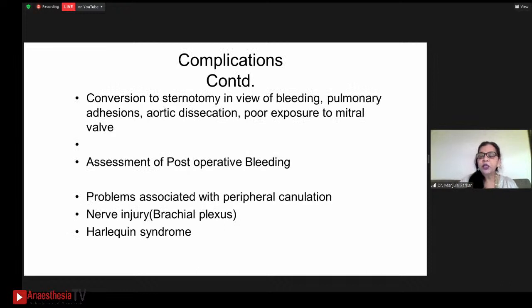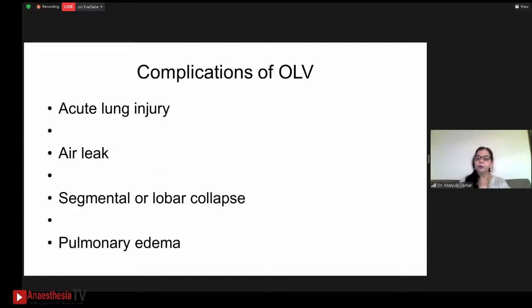Conversion to sternotomy may be needed in view of bleeding, pleural and pulmonary adhesions, aortic dissections, and poor exposure to the mitral valve, and assessment of post-operative bleeding. Problems associated with peripheral cannulations include nerve injuries, brachial plexus injury, and Harlequin Syndrome. Complications of one lung ventilation are also there: acute lung injury, air leak, segmental or lower lobe collapse, and pulmonary edema.